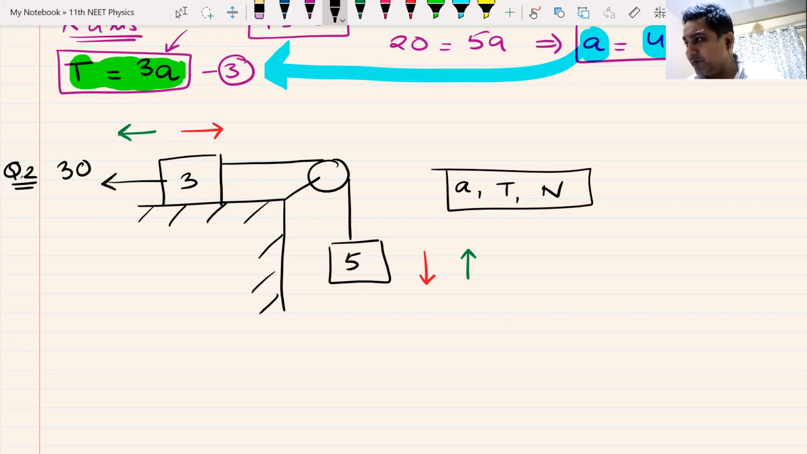Anyone? Can you unmute yourself and tell me the reason why this block is going to move in the direction that you think, red one or the green one? Who will tell me this? You can unmute yourself if you want. I'm waiting.